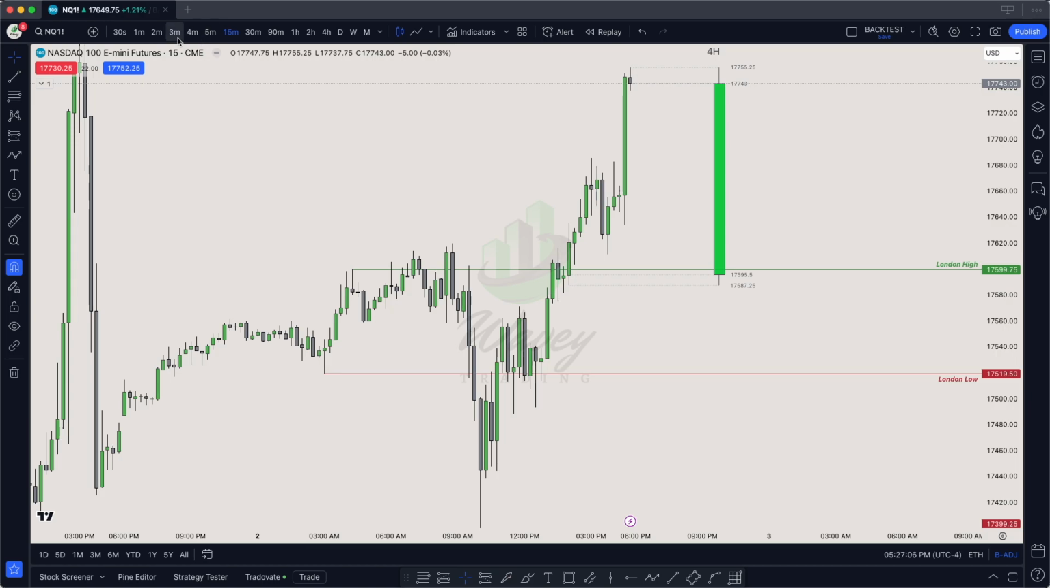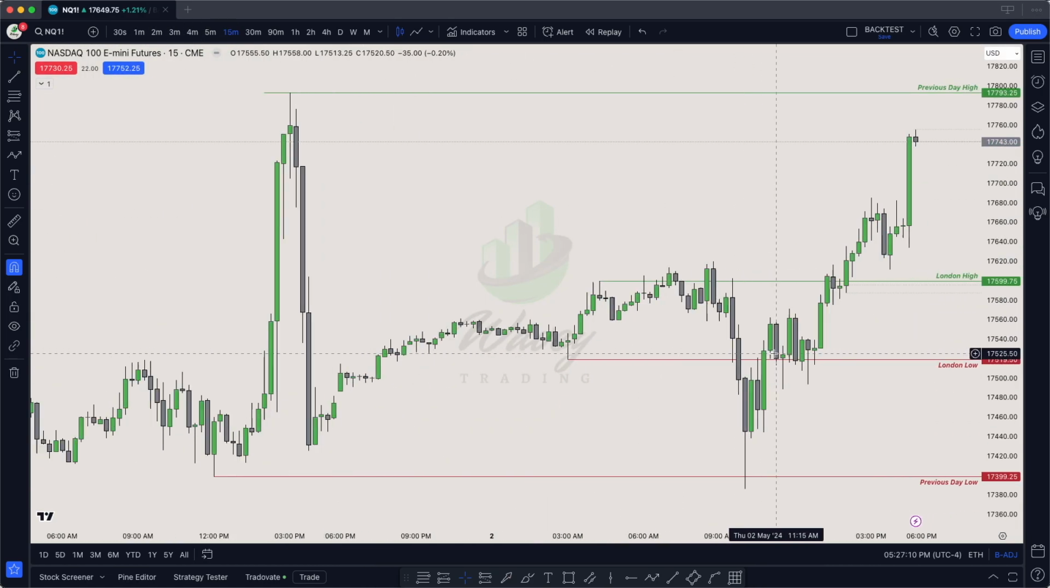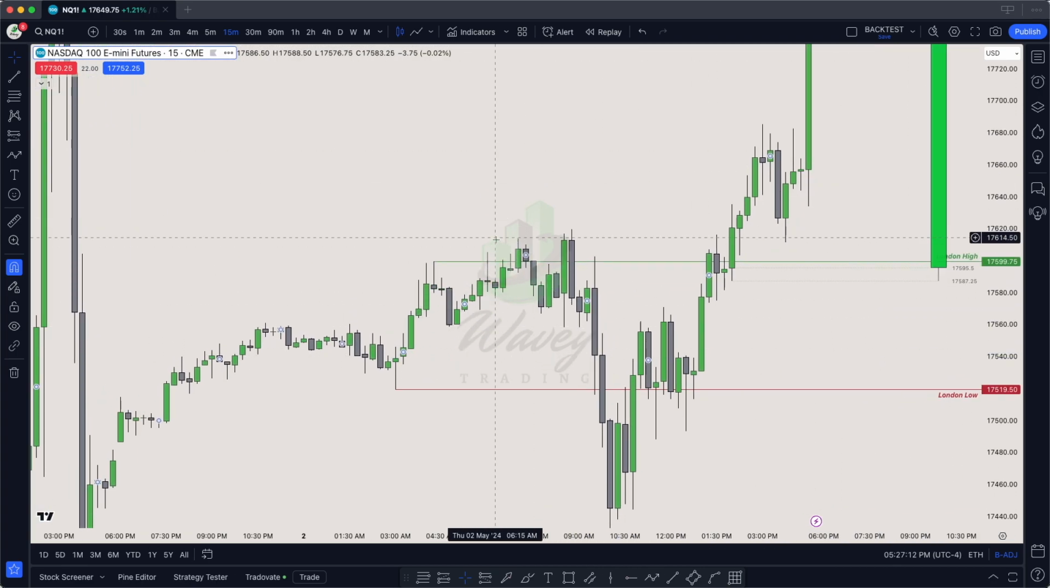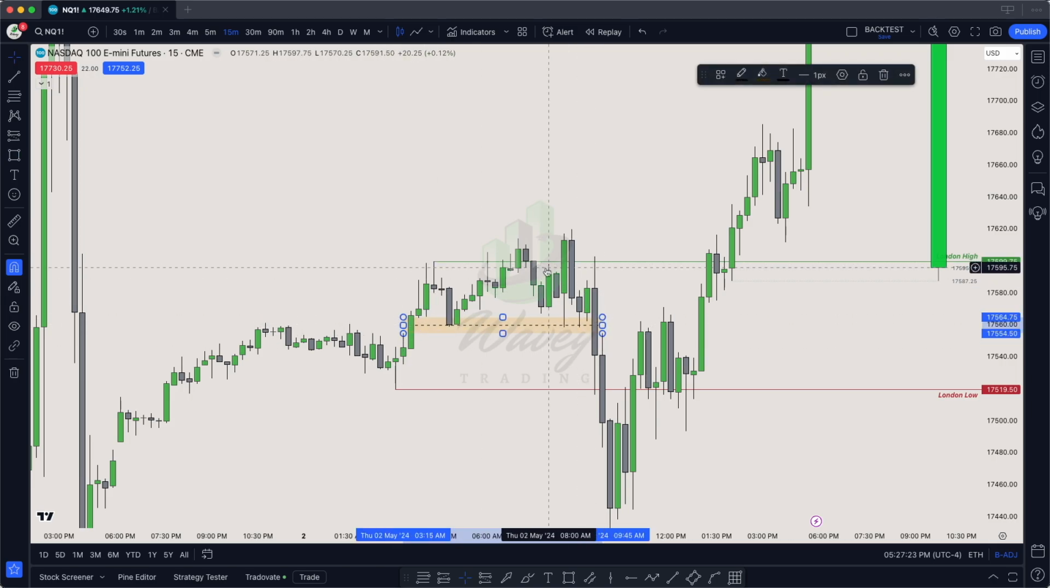And I actually took one trade this morning here. Let me show you on the 15-minute time frame. So we took out London high here, right? And then we formed some kind of sell model here. So I actually shorted here, and I think I closed it at this fair value gap. I shorted up here and then closed right here.